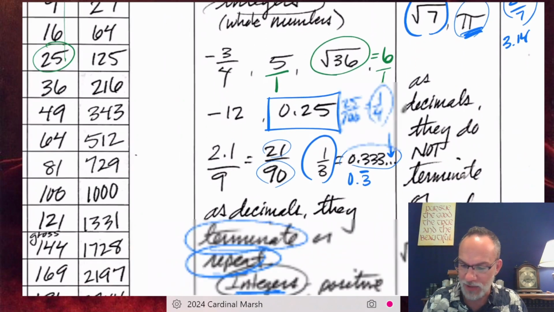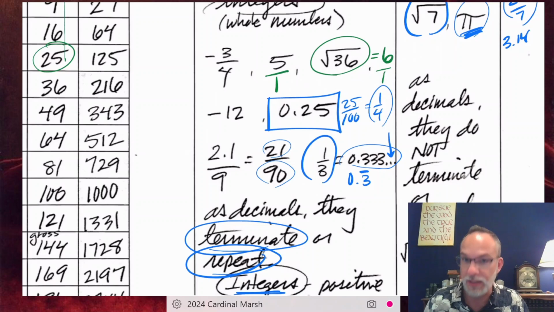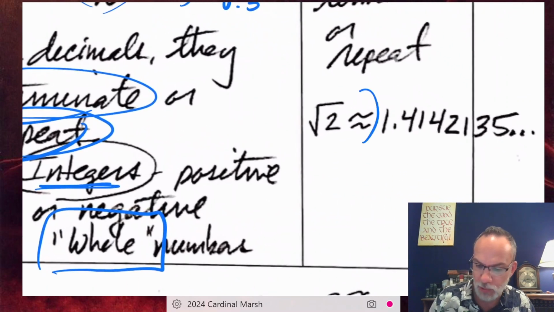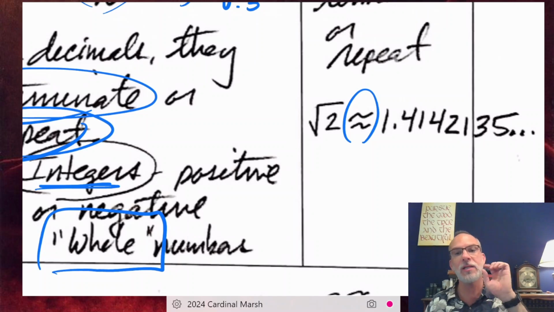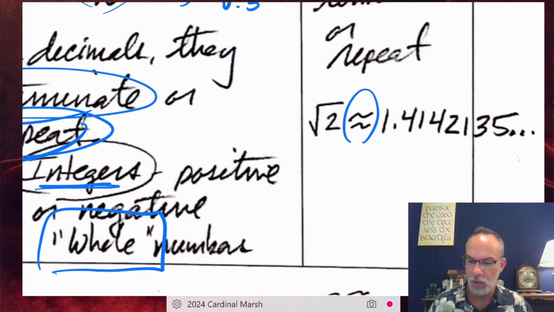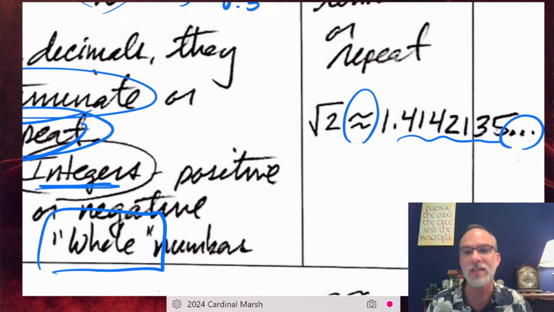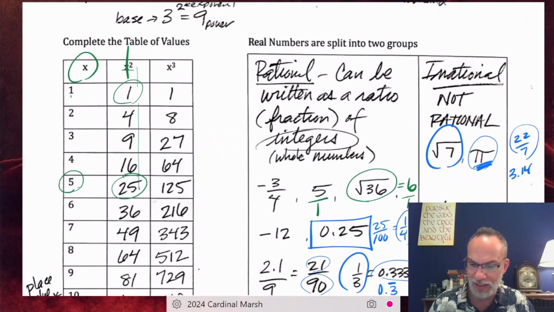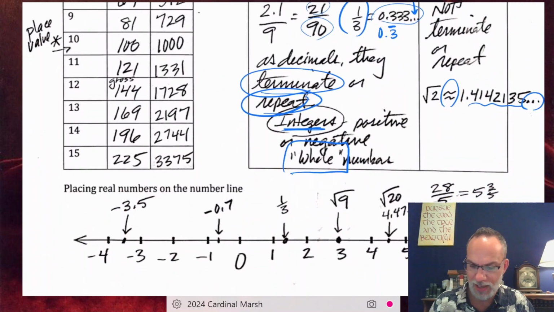So as decimals, they don't terminate and they don't repeat. So for example here, the square root of 2 is approximately, not equals, that symbol there, the squiggly lines, in arithmetic, not geometry, that symbol in arithmetic means approximately 1.4142135. Notice none of these digits repeat, but the ellipsis there says it does go on forever, but there's no repetition. Okay, so rational and irrational and integer are the three main ideas for this.